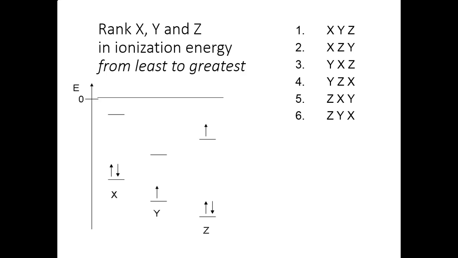To rank these in ionization energy, we need to identify the electron that will be removed in each atom. The electron to be removed is always the highest energy electron, and we show that with the blue circles. Ionization energy is the amount of energy it takes to get to the top of the diagram. So the smallest ionization energy would belong to Z, whereas the largest ionization energy would belong to Y. The correct ranking from least to greatest would be ranking number 5.